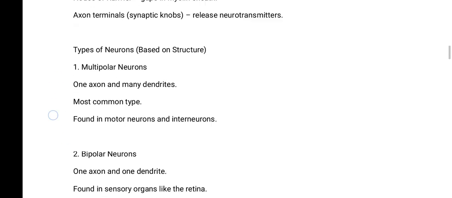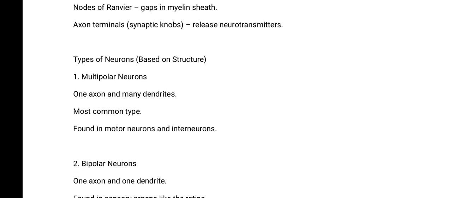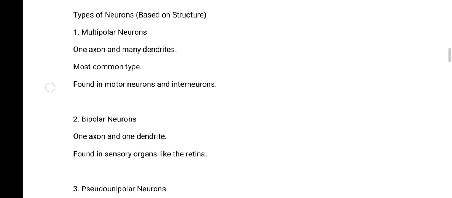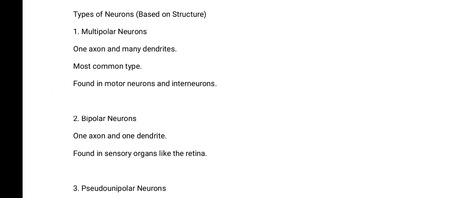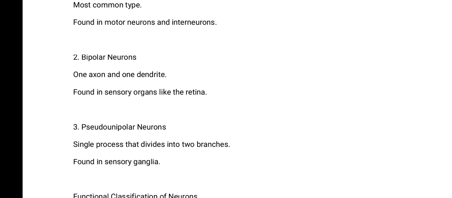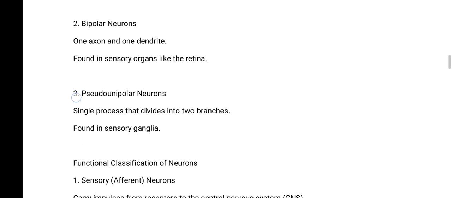So, based on the structural classification of neurons, we have three types. We have the multipolar neurons, which have one axon and many dendrites. We have the bipolar neurons, which have one axon and one dendrite. Then we have the pseudo-unipolar neurons, a single axon process that divides into two branches, and they are found in sensory ganglia.